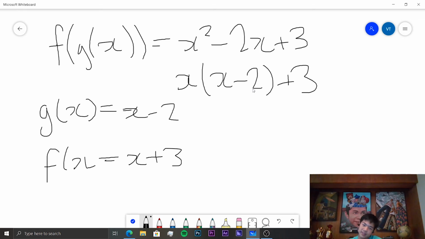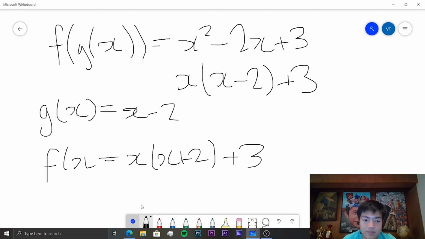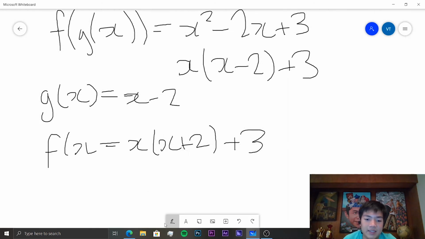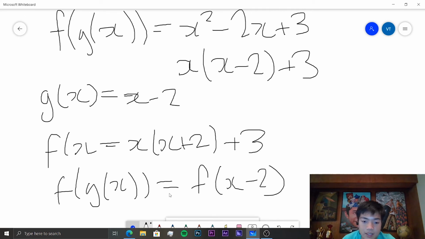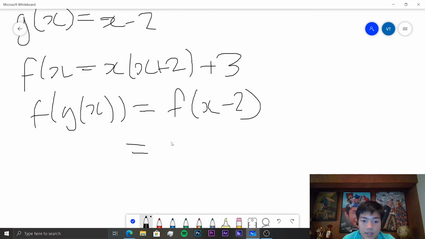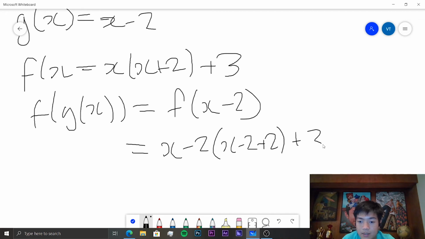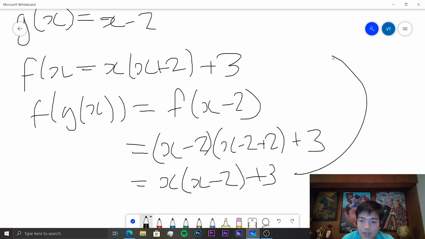What would be the best way to do this? I guess we could use something like x times x plus 2 plus 3. So in this case, f of g of x would be equal to f of x minus 2, which is equal to x minus 2 times x minus 2 plus 2 plus 3, which is equal to x times x minus 2 plus 3, which is what we saw earlier. So this is okay.